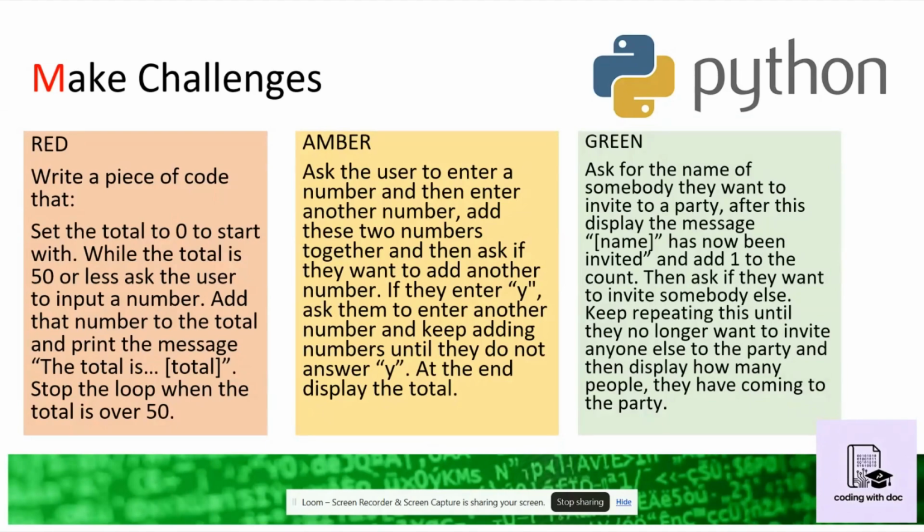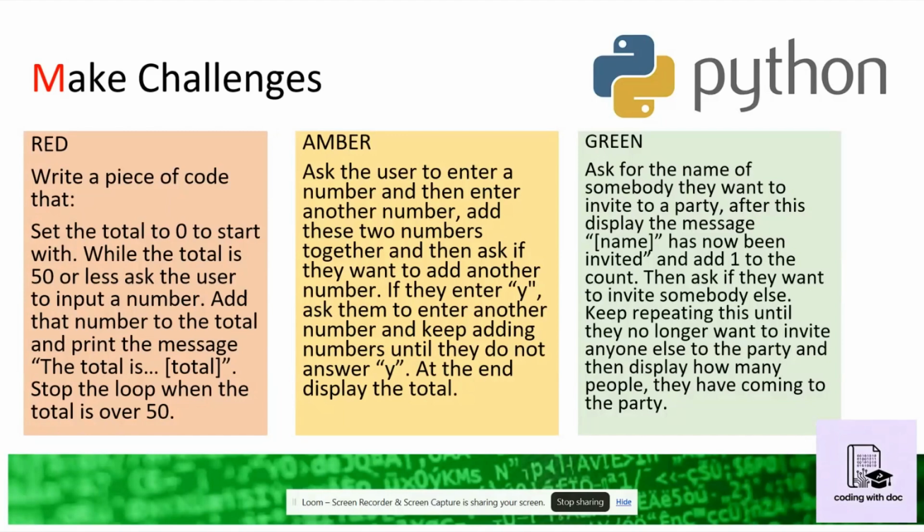On the red one, you're going to start with a total of 0. Then you're going to ask the user for a number, and they say, put in 2, and you'll say the total's now 2. Then you ask them for another number, and they'll put in, say, 3, and you'll say the total's 5. So it'll be 2 plus 3.